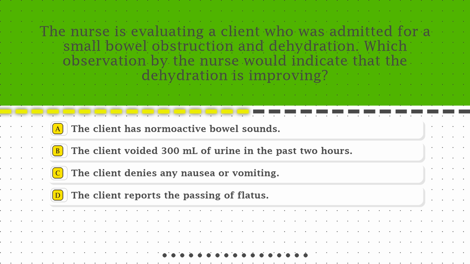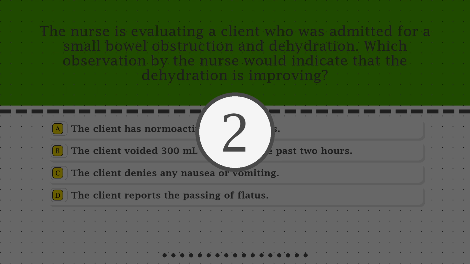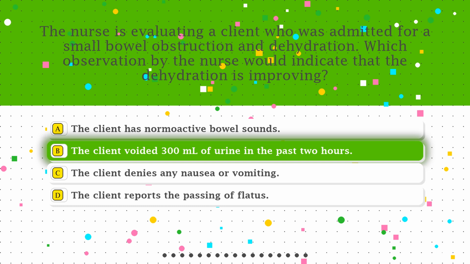Option A. The client has normal active bowel sounds. Option B. The client voided 300 mL of urine in the past 2 hours. Option C. The client denies any nausea or vomiting. Option D. The client reports the passing of flatus. The correct answer is option B. The client voided 300 mL of urine in the past 2 hours.